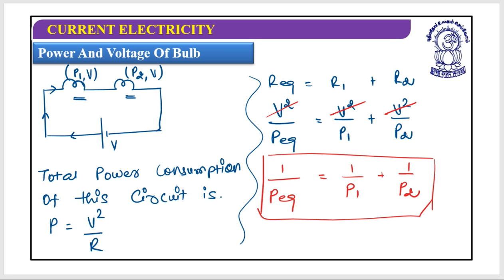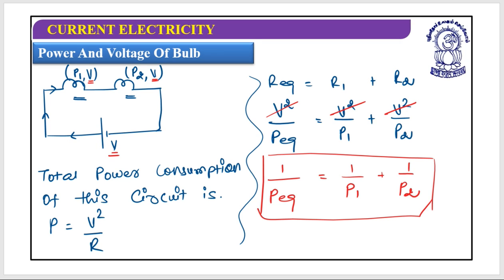Yes, this is the standard relation when bulbs are connected in series, or when any devices are connected in series, but they have the same voltage rating as the supply voltage. Please remember this, they must have the same voltages as the supply voltage. If this is not the case, you cannot use this relation. But if the supply voltage is the same as the voltage rating of the bulbs, you can definitely use this.